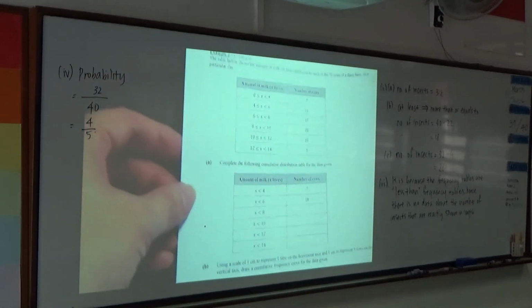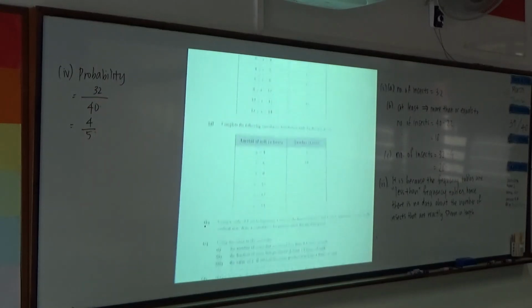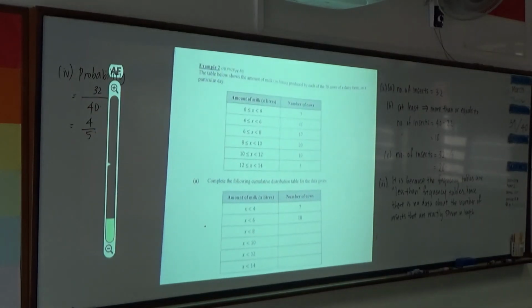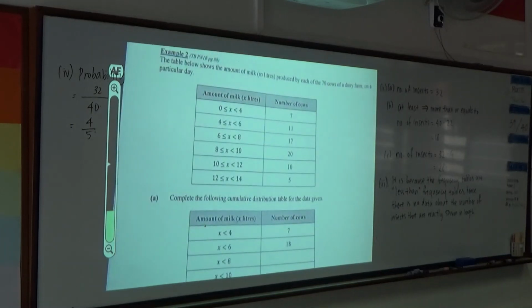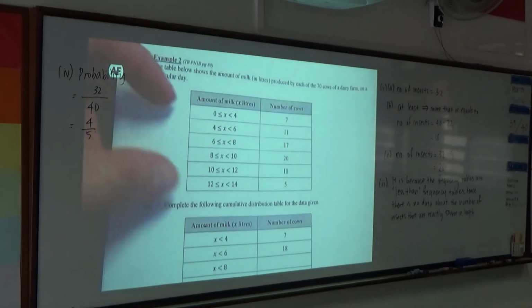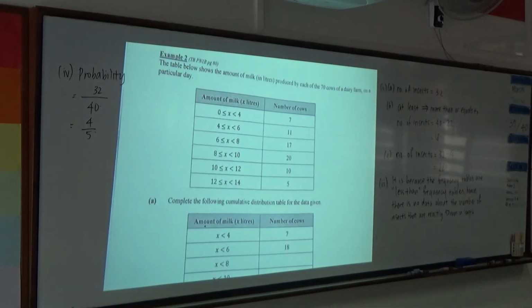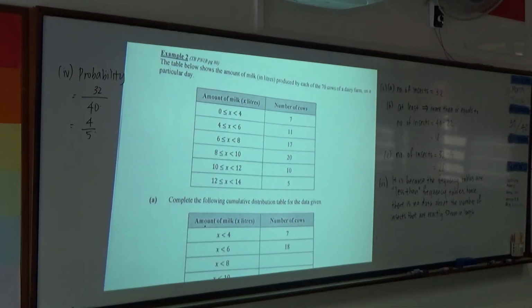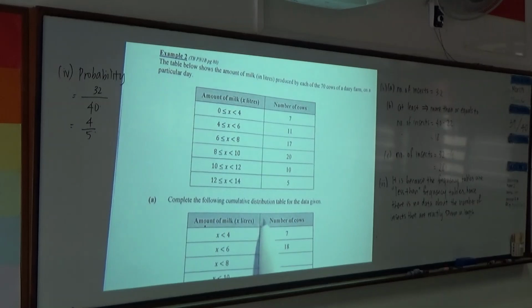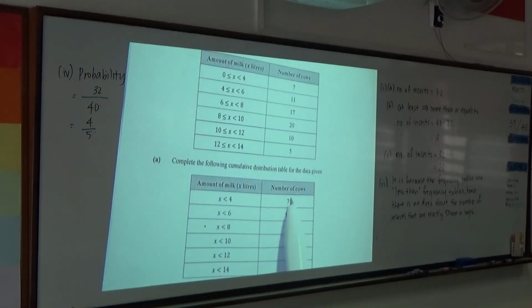So let's take a look at part A, example 2. Again we are given a frequency table for certain intervals, and then in part A you need to find out the cumulative frequency for this table itself.